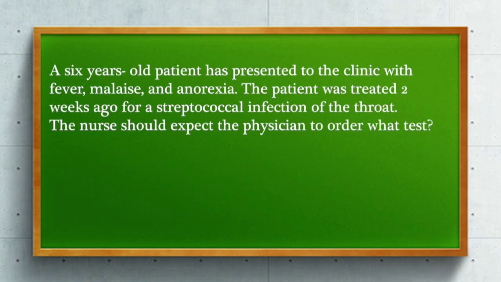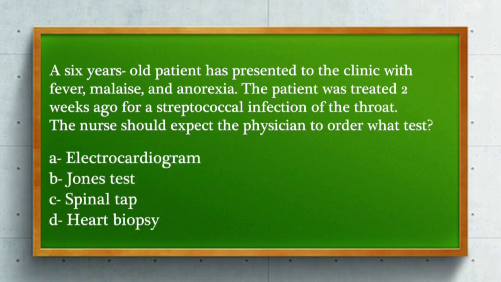Next question. A 6-year-old patient has presented to the clinic with fever, malaise, and anorexia. The patient was treated 2 weeks ago for a streptococcal infection of the throat. The nurse should expect the physician to order what test? A. Electrocardiogram. B. Jones test. C. Spinal tap. D. Heart biopsy. And the answer: A. Electrocardiogram.